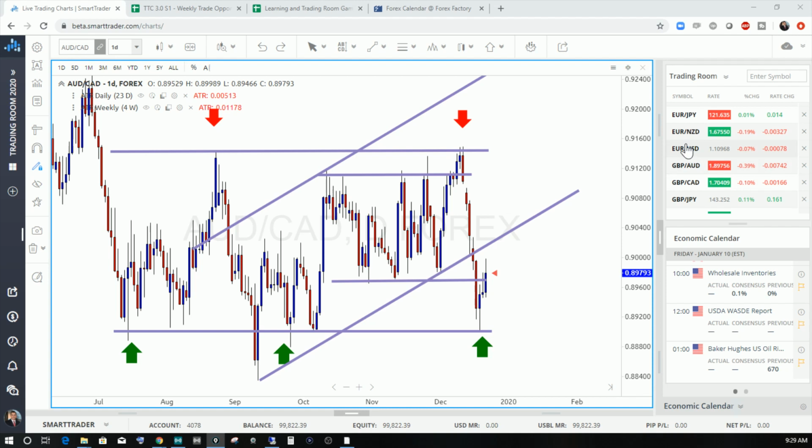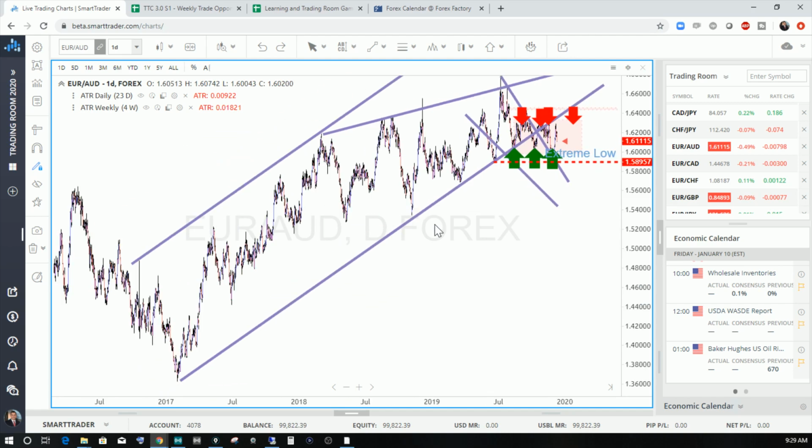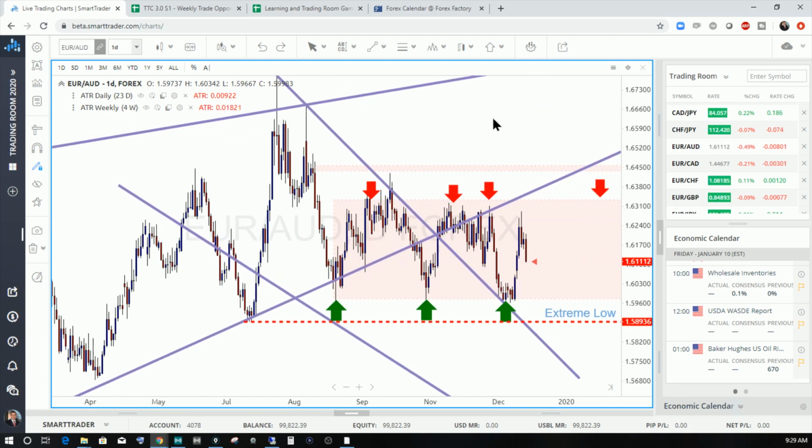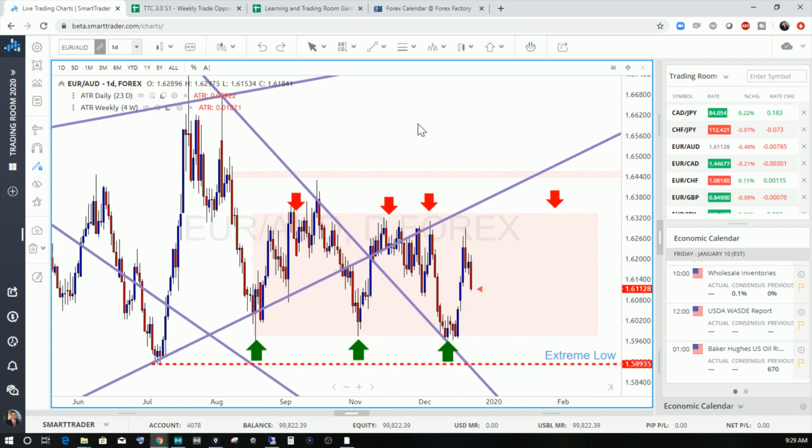Let's go to Euro Aussie dollar right here. There it is there, Euro Aussie dollar. And here it is here. I'm going to go ahead and pull it up here. Now, we're short on Euro Aussie dollar, and also the same thing right here. We're in a range, all right?